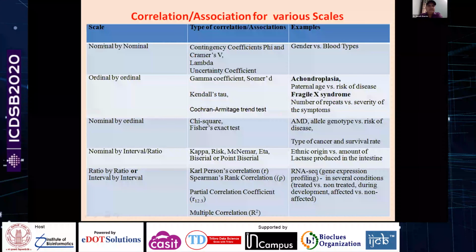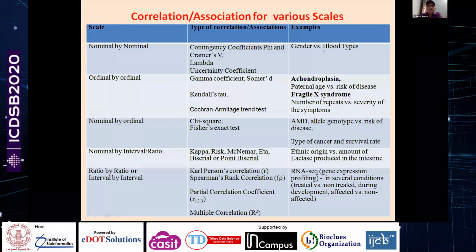These are examples. Let's say nominal by nominal. Look at the example: gender is a nominal, blood types are also nominal, and you are looking at the relationship between them. Now, chi-square is always a positive quantity, so you cannot get a complete idea whether the association is decreasing or increasing. But if you compute the lambda coefficient or uncertainty coefficient, it can come out to be negative and positive also. So in that situation, you can use coefficients like the uncertainty coefficient.